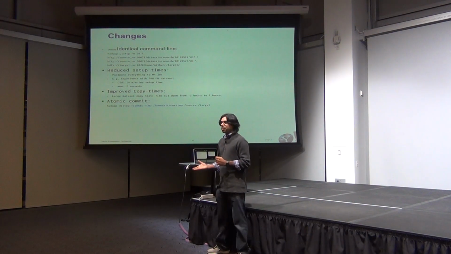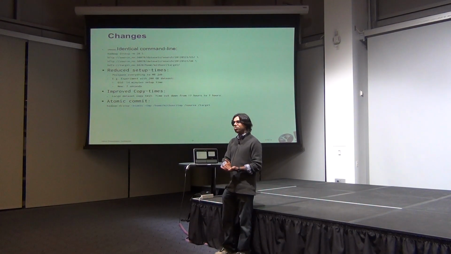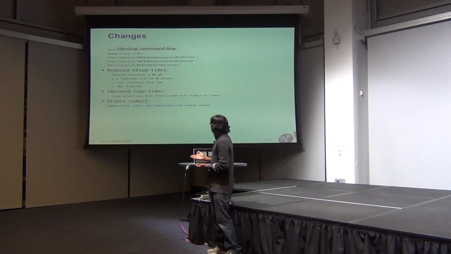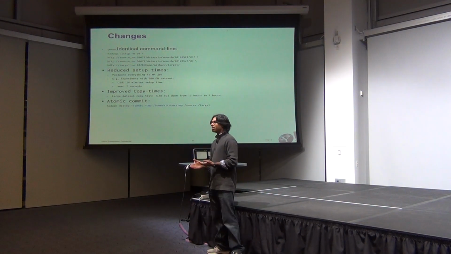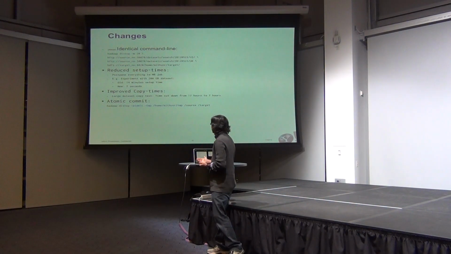Atomic commit. This is the use case. It means you can say minus atomic and specify a temp directory that's configurable. And then the data is copied to the temp directory and then pushed atomically to the target.